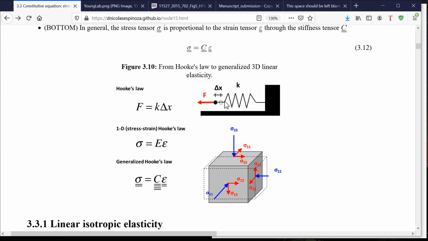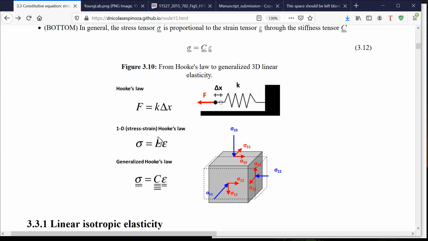You can convert this to one dimension, and instead of having a spring, if you have a solid and you divide the force by the transversal area, you can express this in terms of stress as a function of strain, or in this case, a linear stress as a function of a linear strain, and that's done through the proportionality coefficient, which goes by the name of the Young's modulus.